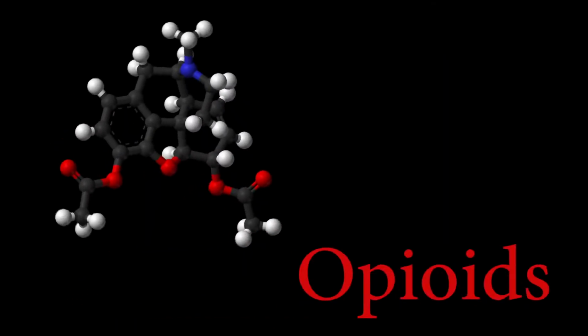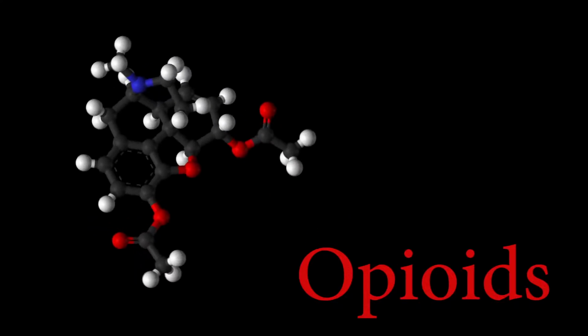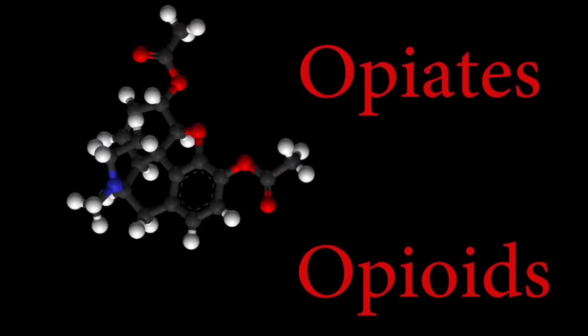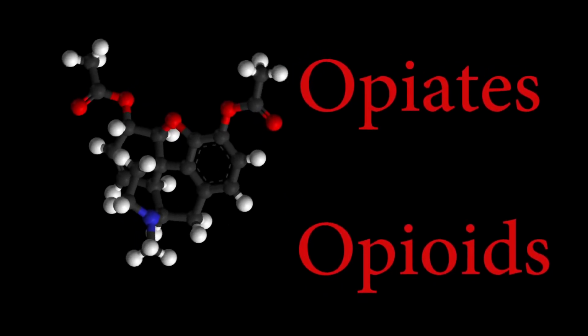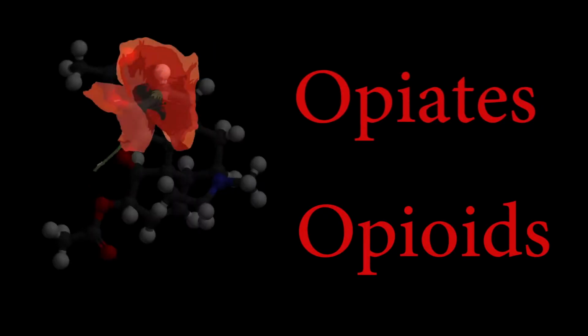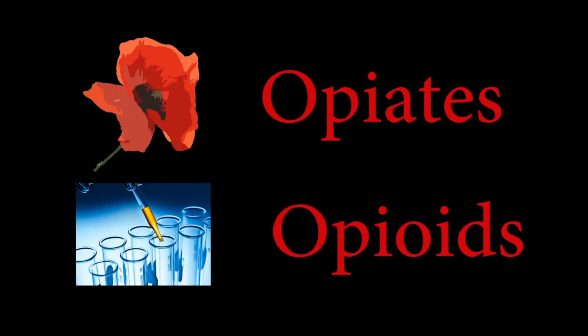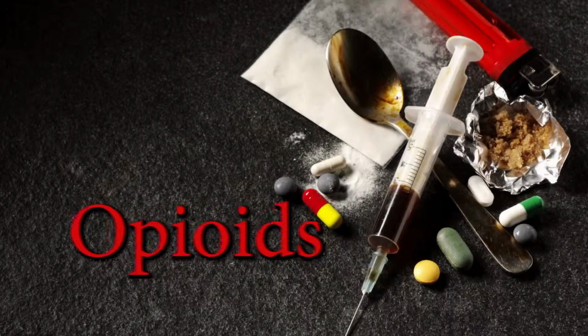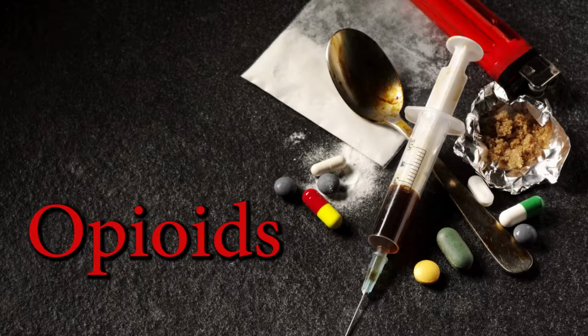First, what do we mean by the term opioids? And how are opiates different than opioids? Both of these terms refer to the same basic category of drugs. The only difference is that opiates are naturally occurring from the poppy plant, and opioids are synthetically created in a laboratory. The term opioids will be used to cover both.